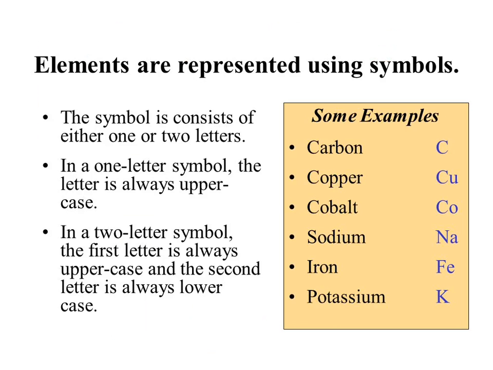So here are some elements: copper, carbon, cobalt, sodium, iron, potassium. Different elements, different boxes on the periodic table. And some quick and simple stuff about the different elements. When it comes time to using a symbol, which is a letter, like K is the symbol for potassium, it's always uppercase. But if it's got two letters like calcium, it's uppercase C, lowercase a.